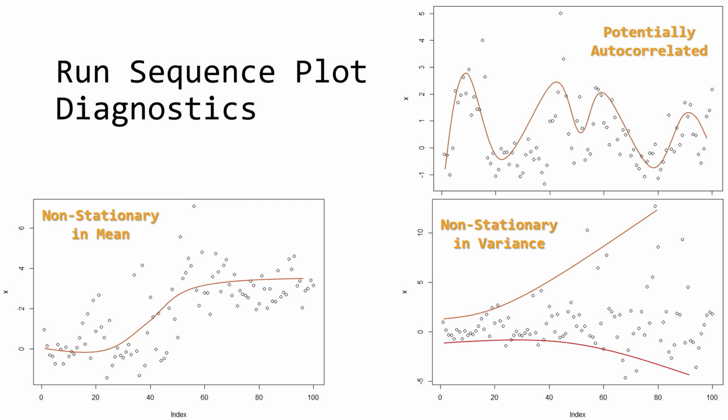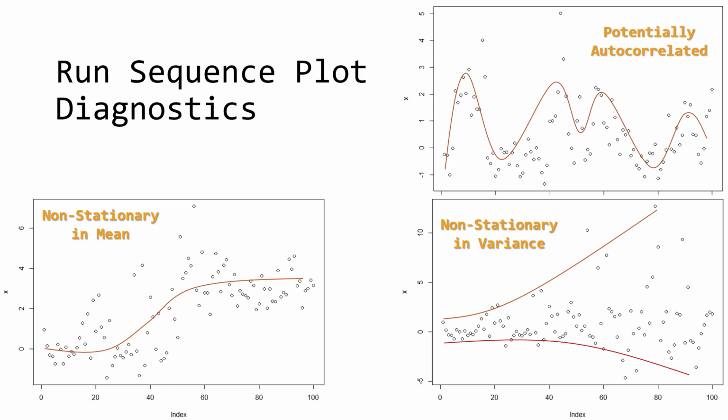Here are 3 graphs showing the 3 types of problems that a run sequence plot can identify. The upper right shows data that have a time-varying cyclical pattern, which indicates that they are potentially autocorrelated, that is, values close together in time tend to be related.